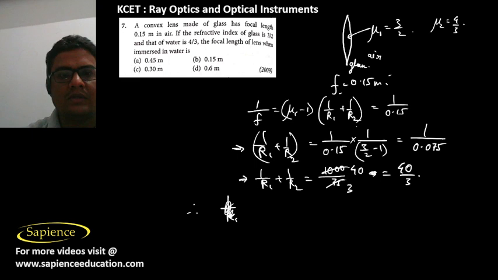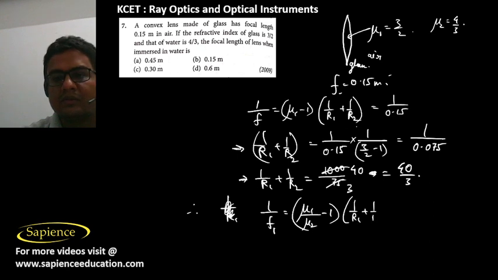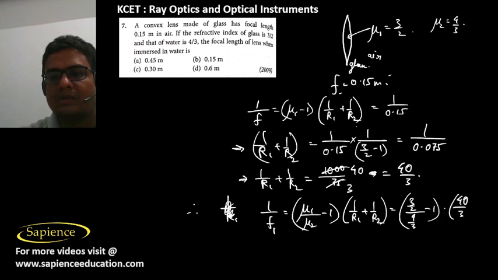The focal length of the lens when immersed in water. Okay, so when it is immersed in water, then the focal length, let's say it is f1, that will be how much? That will be (mu1 by mu2 minus 1) into (1 by r1 plus 1 by r2). So mu1 is 3 by 2, (3 by 2 by 4 by 3 minus 1) into (1 by r1 plus 1 by r2), which is 40 by 3.